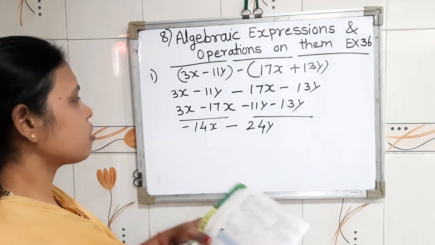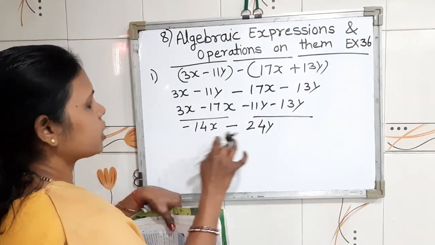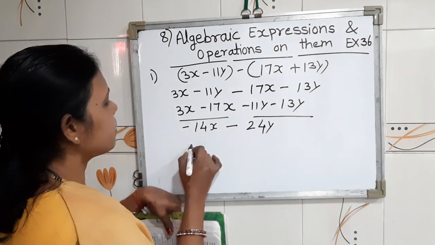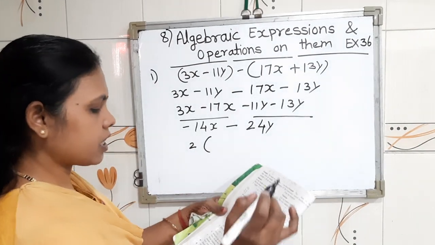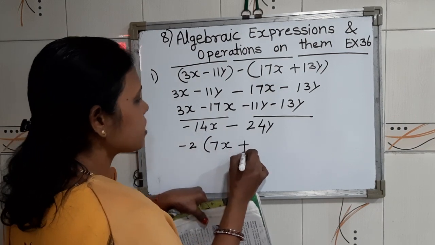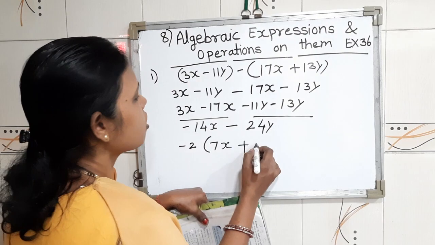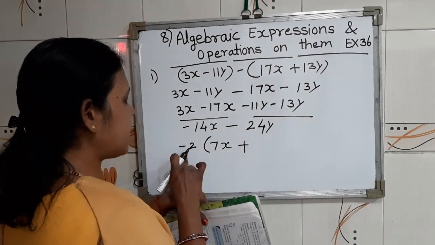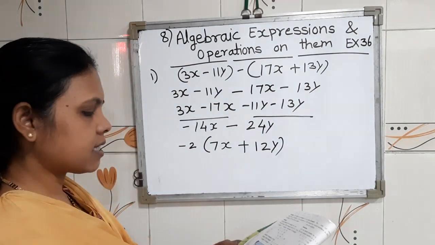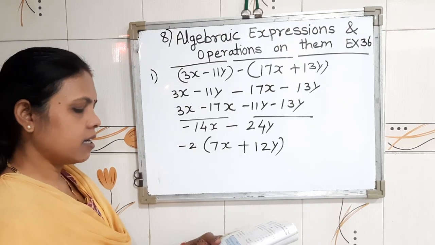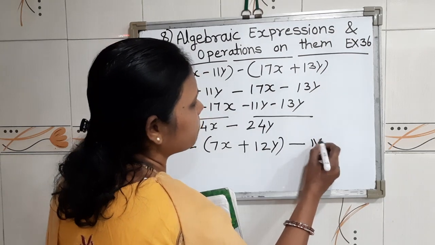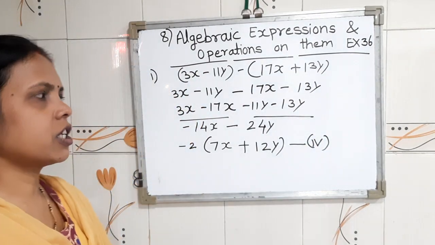So children, for example 14 and 24, from both these numbers 2 is common, therefore we will write 2. Then after that we will write 2 sevens are 14x plus, because minus plus minus, therefore we had taken common minus sign, then 2 sixes are 12y. Means our answer is minus 2 in bracket 7x plus 12y. Which option is there? This one is 4th option. Option number 4th is correct.